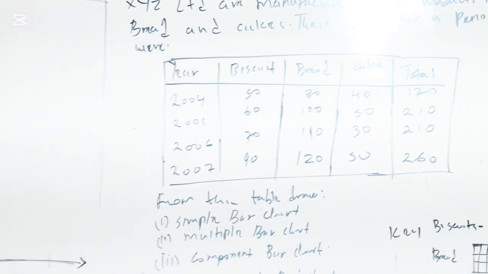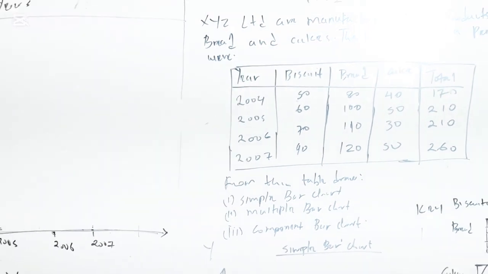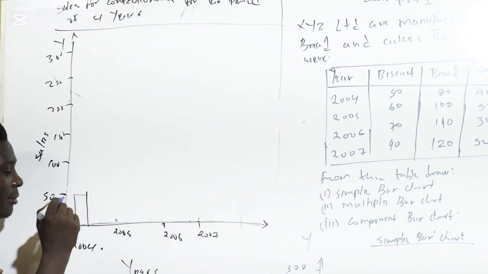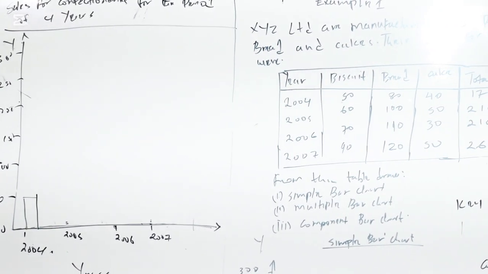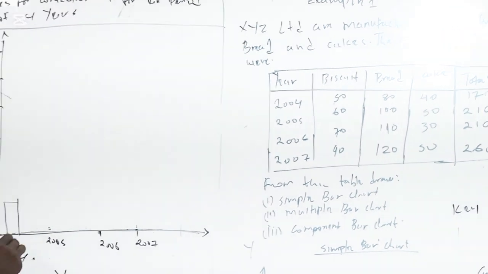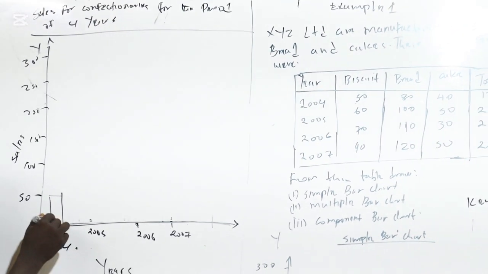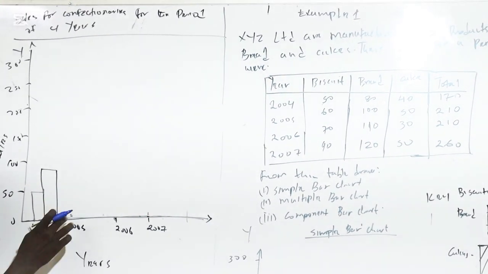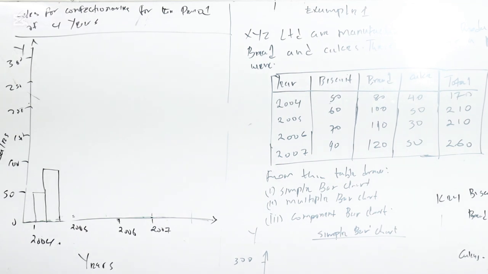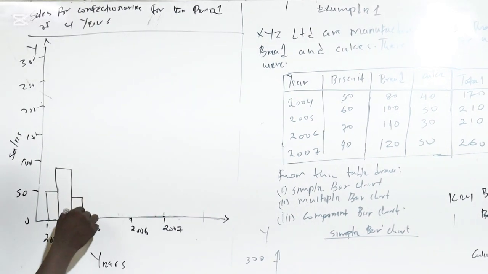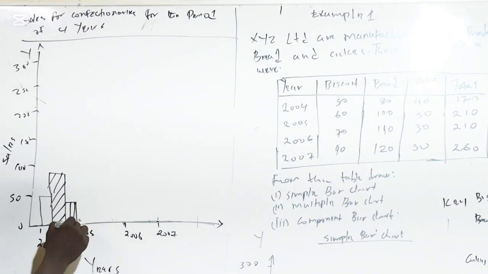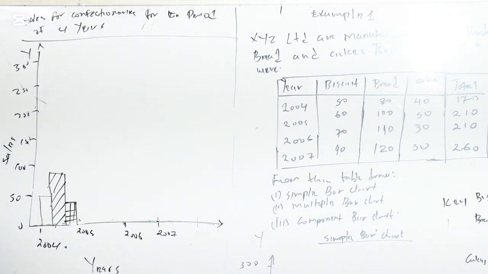For example, in 2004, the first part was what? Biscuit, and biscuit was 50. So we came here up to 50, then we draw just a bar. Then followed by the second product, bread, which was 80. So we draw 80 from the point. Now 80 will be probably here. Then followed by cake, which is 40, so 40 will probably be here. Then we color them as they are. This one will be this cross-sectional one, then this one will be these boxes.